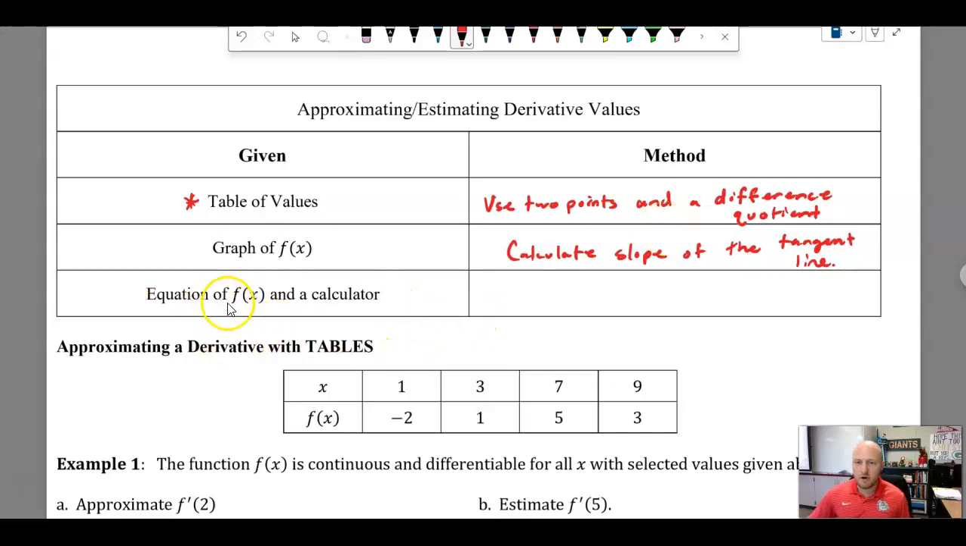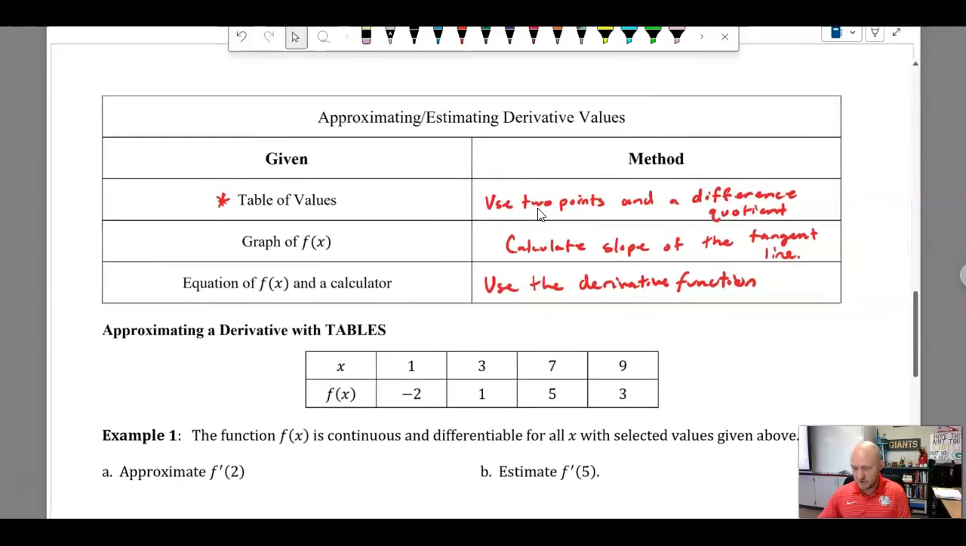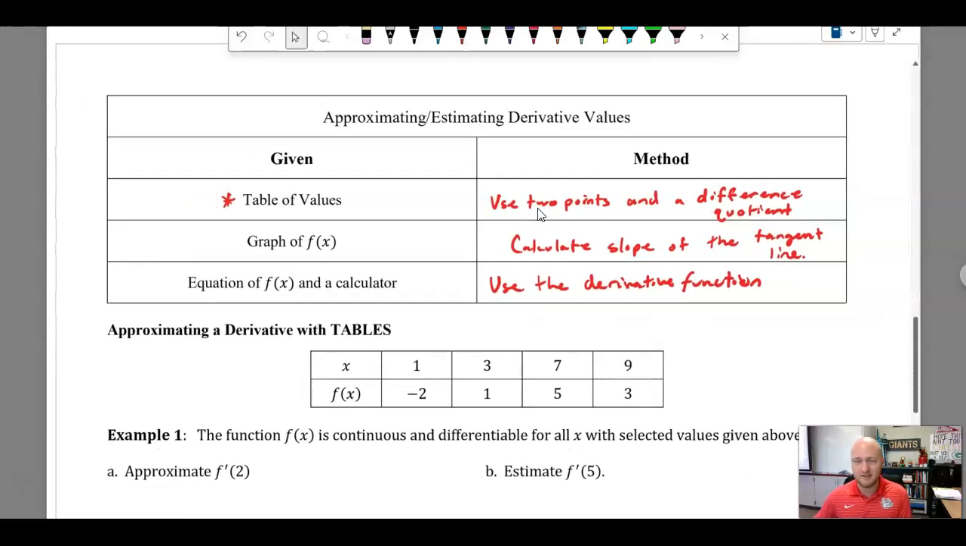Now, if they give you an equation of f of x and you have a calculator, you're going to use the derivative function on the calculator, and we'll explore that later on in this unit. Use the derivative function of a calculator. Really easy with Desmos. You literally just type in f prime at that value after you define the function, and it gives you the derivative. So Desmos is pretty awesome with that.